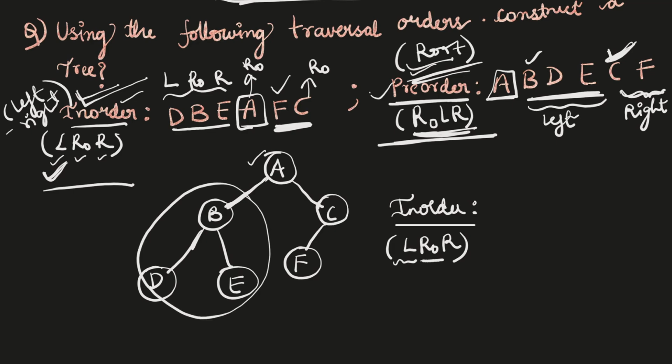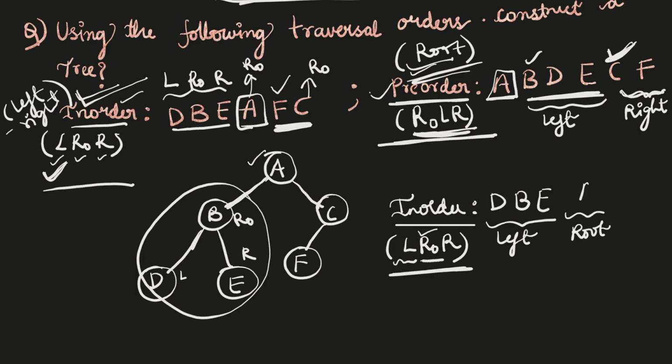So to write this, we can't directly write it because there are more than one element. So what do we do? We follow the same order, left, root and right. So let's write the left part here. Left part is left, root, right. So left is D and root is B and right is E. Now we have to write the root part. Root part is nothing but A. So we'll write the root part as A.